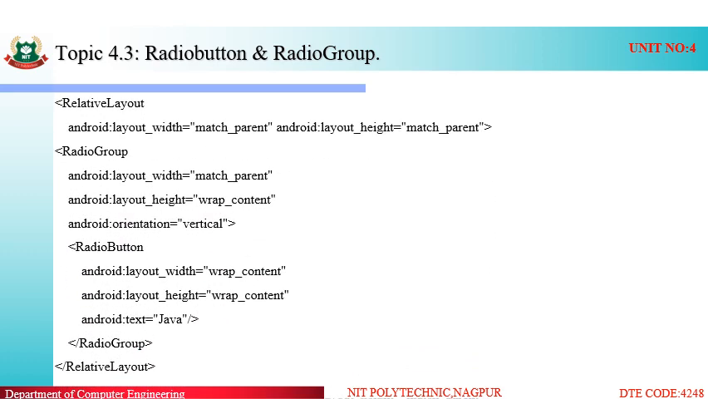So here we have created a radio group. Here we have taken the relative layout. We have specified the width and height of the layout, and inside that we have placed a radio group and a radio button. You can take multiple radio buttons inside a radio group. So we have specified the radio group layout height, layout width, and orientation equals vertical, and inside that we have placed a single radio button.